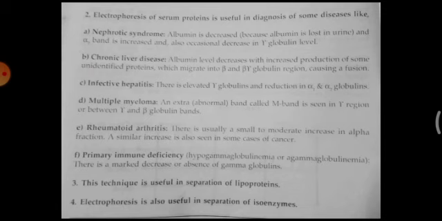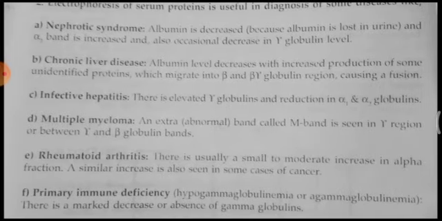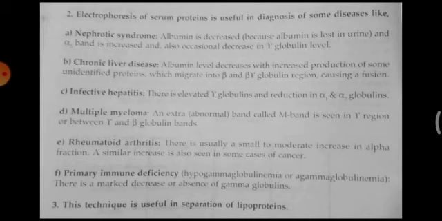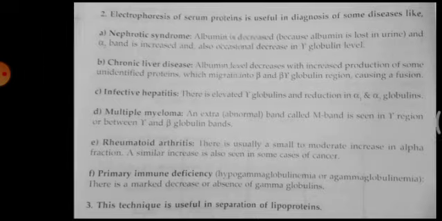Next we are going to discuss the application of electrophoresis of serum proteins, which is useful in the diagnosis of some diseases. In nephrotic syndrome, albumin is decreased, and in chronic liver disease, albumin level is decreased. In infective hepatitis, gamma globulin is increased with reduction of alpha 1 and alpha 2. Like this, many diseases can be detected by the electrophoresis technique. And lastly, this technique is useful in the separation of lipoproteins. When we talk about lipoproteins, HDL, LDL, VLDL and chylomicrons, all these lipoproteins were identified by the electrophoresis technique.